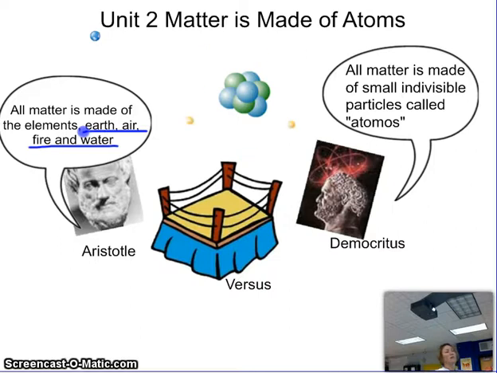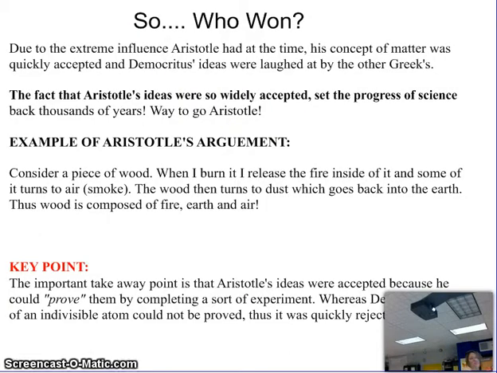Democritus did not believe this about earth, air, fire, and water being in all substances. And he said that matter was made of small individual particles that he called atomos. So those were the two conflicting schools of thought. And Aristotle was really highly influential at the time. Because he was so highly influential, a big wig in the political arena and in the philosophical arena, he was really believed, and Democritus' ideas were laughed at.